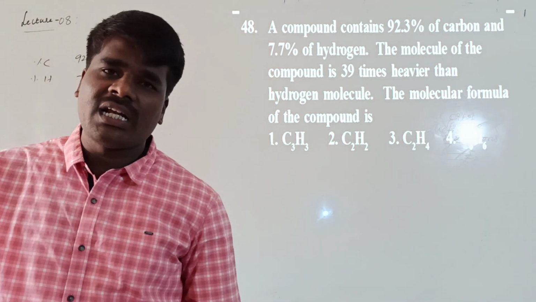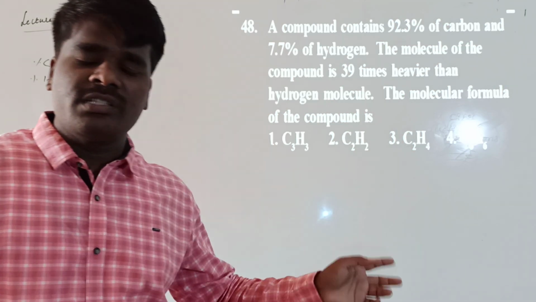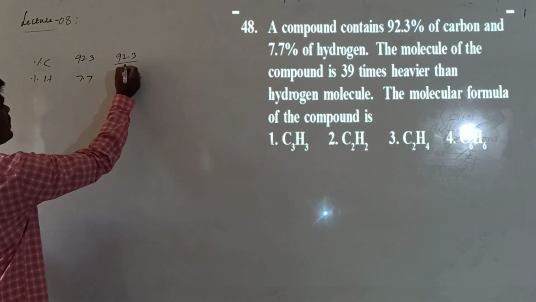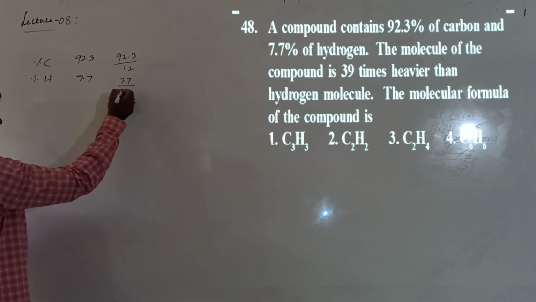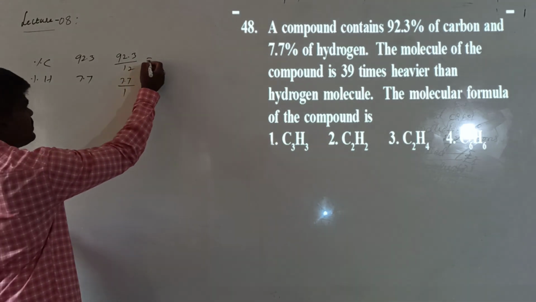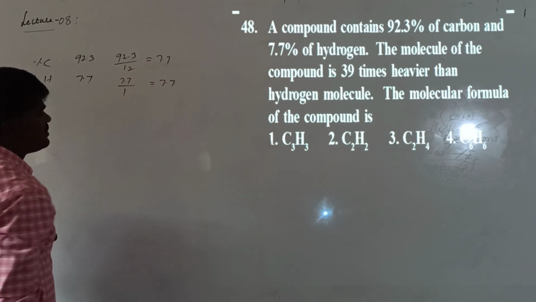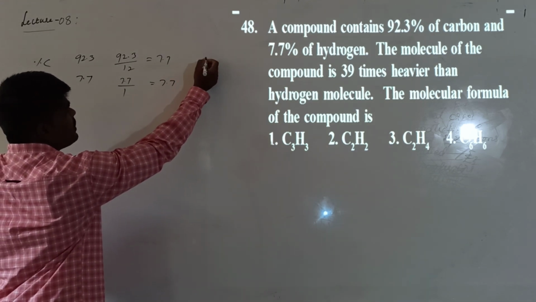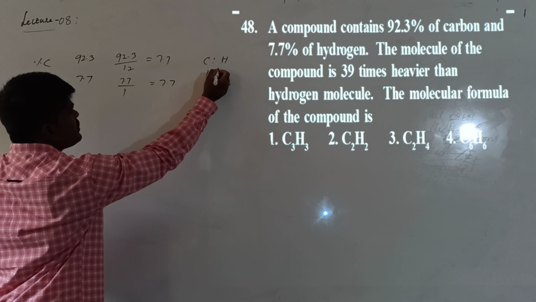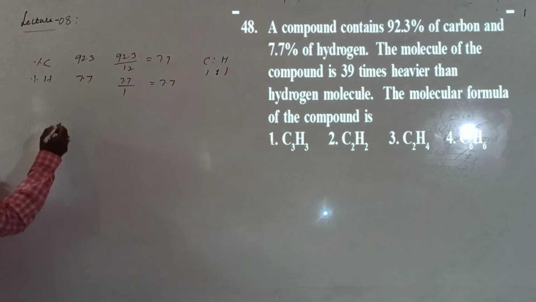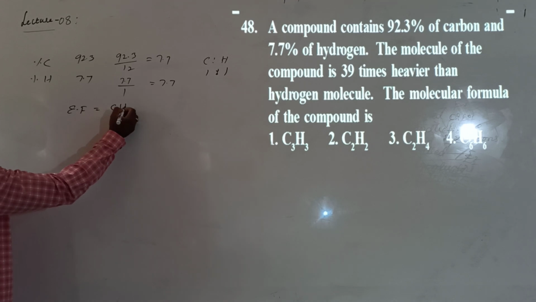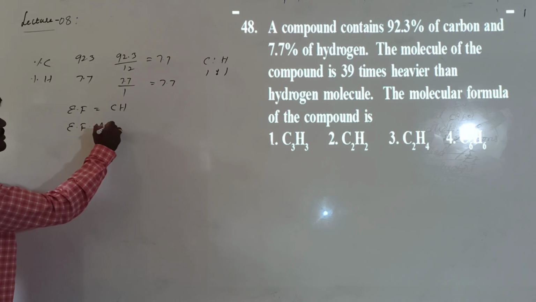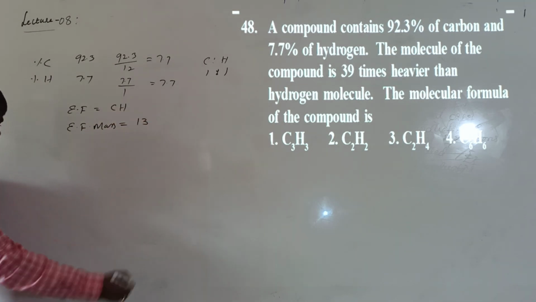So how to get the empirical formula? The empirical formula is basically calculated by dividing the corresponding percentages by the atomic mass. What is the atomic mass of carbon? 12. What is the atomic mass of hydrogen? 1. It approximately comes to 7.7 and 7.7. Right? So what is the ratio? It is a 1:1 ratio of carbon and hydrogen. So the empirical formula comes to be CH. If the empirical formula is CH, what will be the empirical formula mass? The empirical formula mass will be 13.